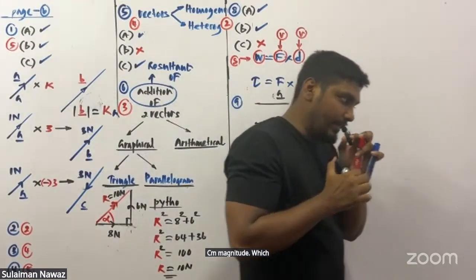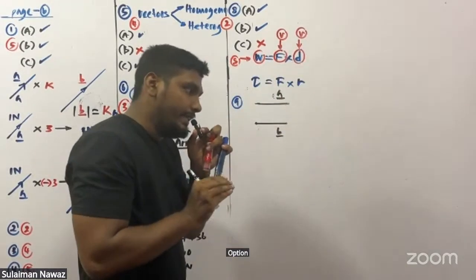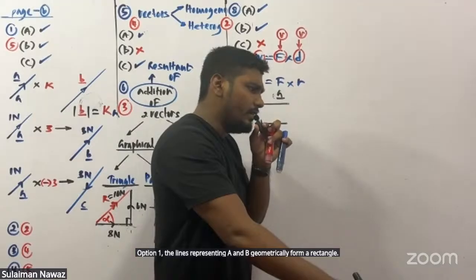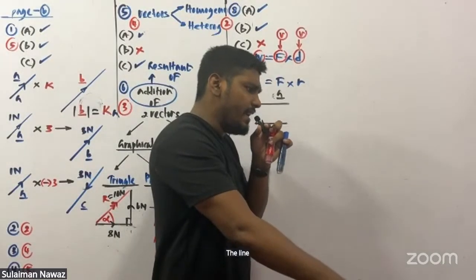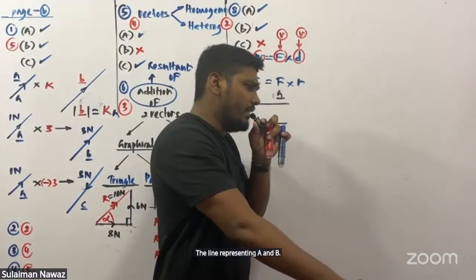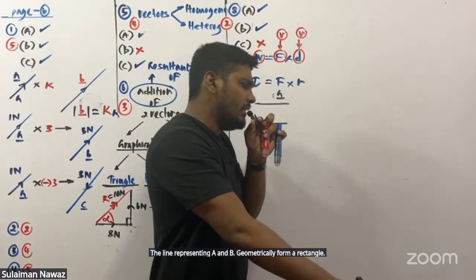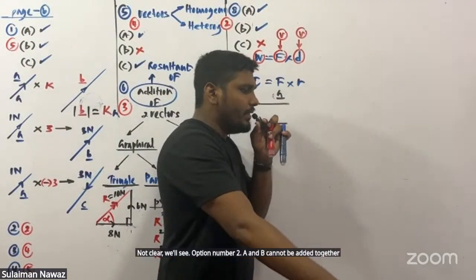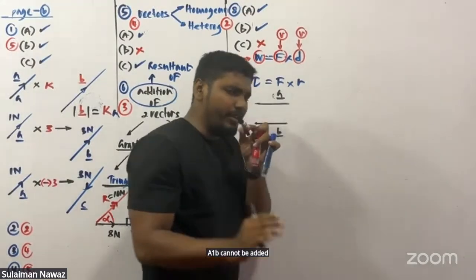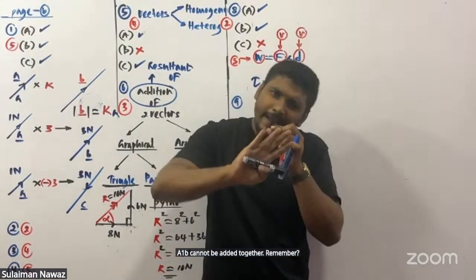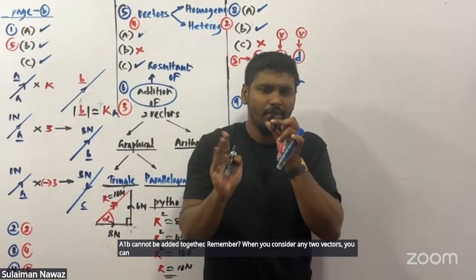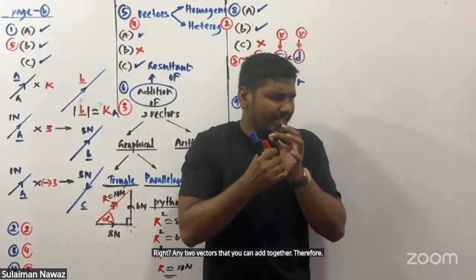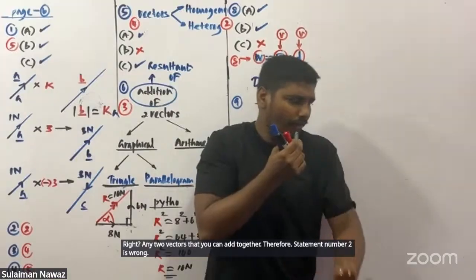Which of the following statements is correct? Option 1, the lines representing A and B geometrically form a rectangle. Not clear, we'll see. Option number 2, A and B cannot be added together. Remember, when you consider any two vectors, you can add them together, right? Any two vectors you can add together. Therefore, statement number 2 is wrong. Obviously, statement 2 is wrong.